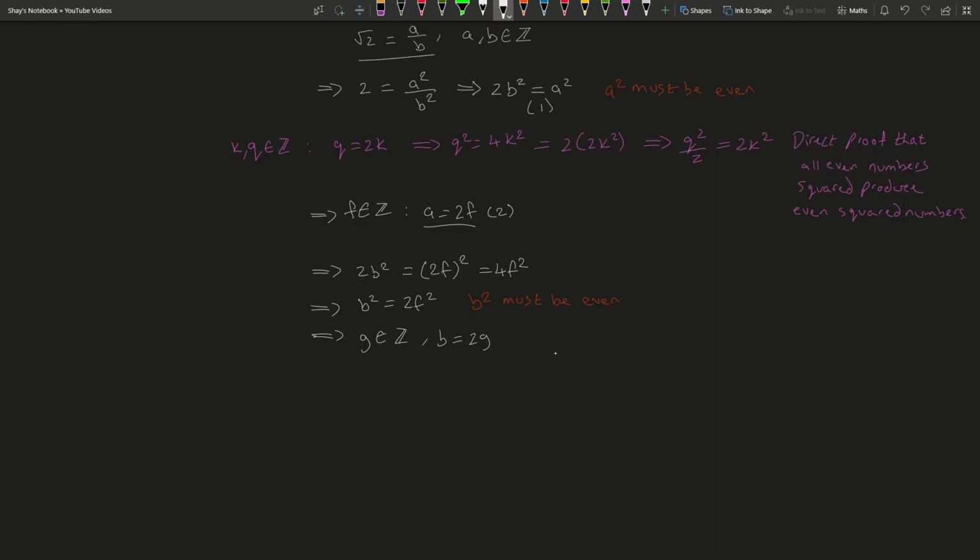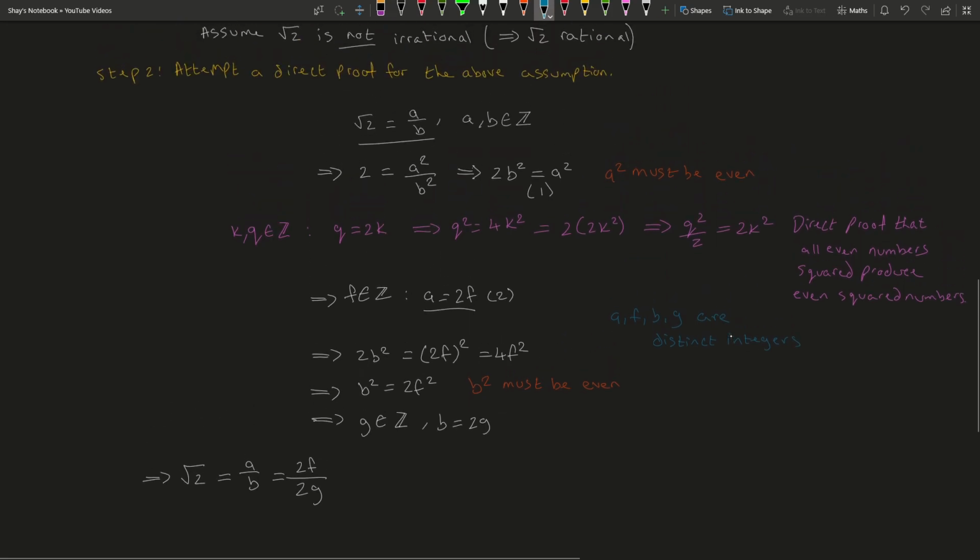Let's put everything together. We have said that the square root of 2, which is equal to a over b, is also equal to, we have our value of a as 2f divided by 2g. Okay? Goes without saying, I should say it actually. I'll write it here. a, f, b, g are distinct integers. They're not equal. And I have implicitly assumed that all throughout.